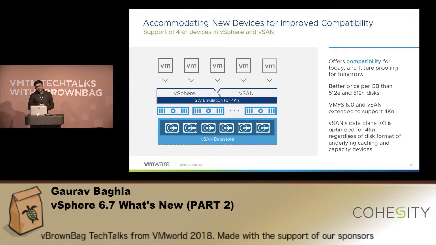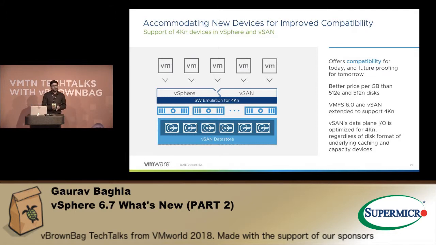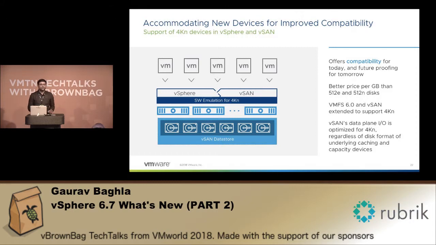Now, support for 4KN devices in vSphere and vSAN. Since we are seeing a lot of 4K devices with the larger block sectors, this was something that was pending on vSphere 6.7. Immediately after 6.7, vSphere started supporting it with the software emulation. Now we have support for the same in vSAN 6.7 as well.